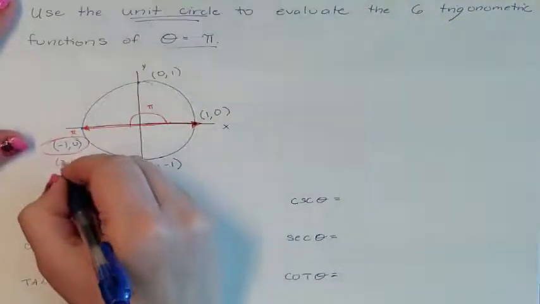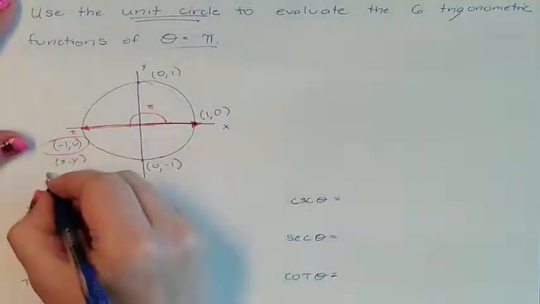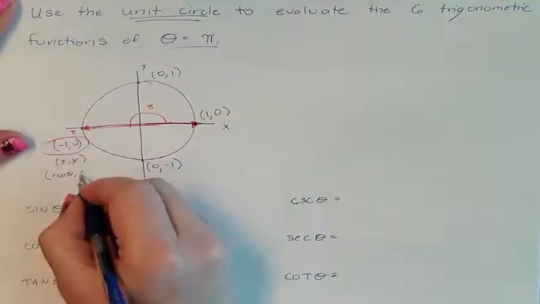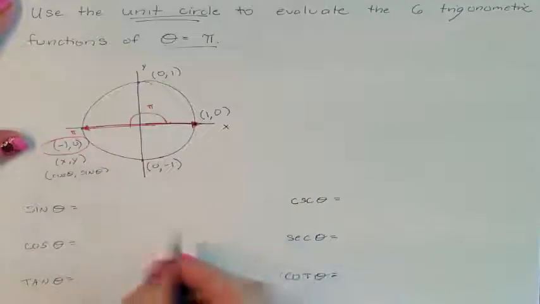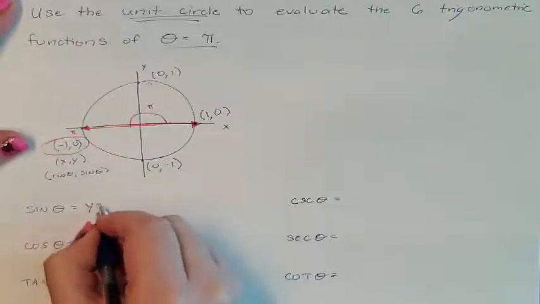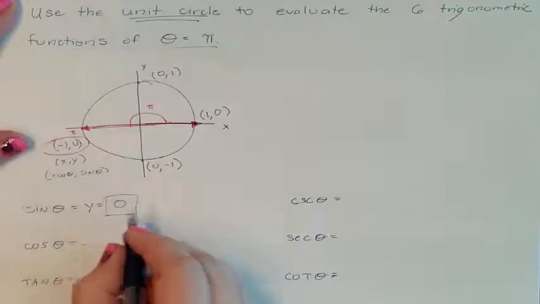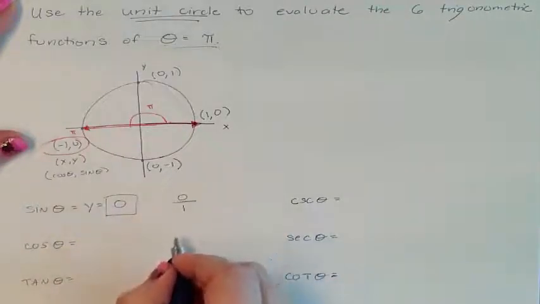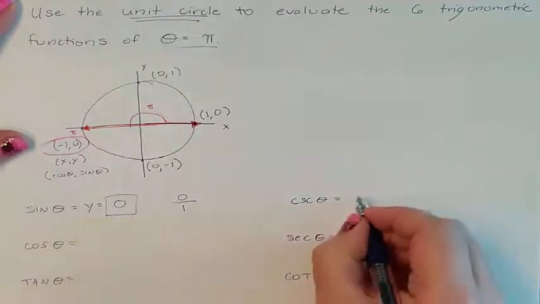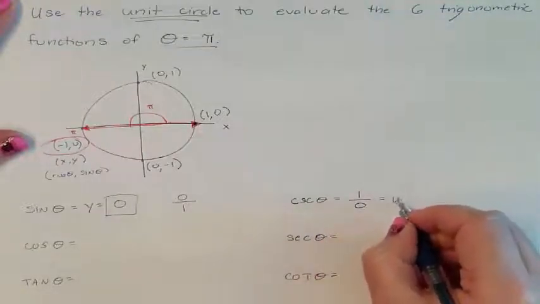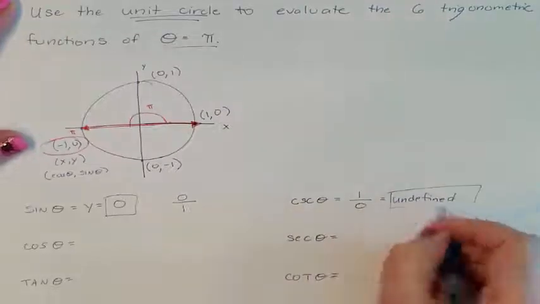Remember, this is an XY coordinate point. In the other video, we also learned that x was always going to be our cosine and y was always going to be our sine. So if I'm looking for sine, I'm looking for the y coordinate, which happens to be 0. If this were a fraction, this would have been the fraction 0 over 1. So if I came over here to reciprocal it, I would have gotten 1 over 0, and anything divided by 0 is going to be undefined.